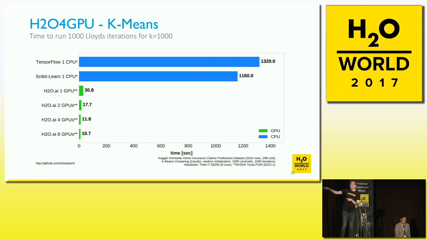So here we were doing up to 1,000 iterations of the traditional Lloyd's algorithm on the home site dataset. So the thing with TensorFlow and scikit-learn is that they don't have GPU implementations. So we had to run them with CPU. And as you see, the difference is huge. And it gets bigger the more clusters you have.